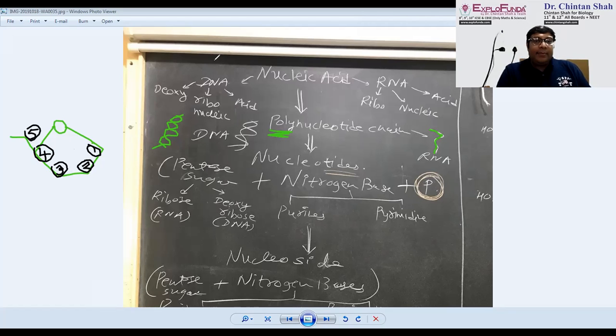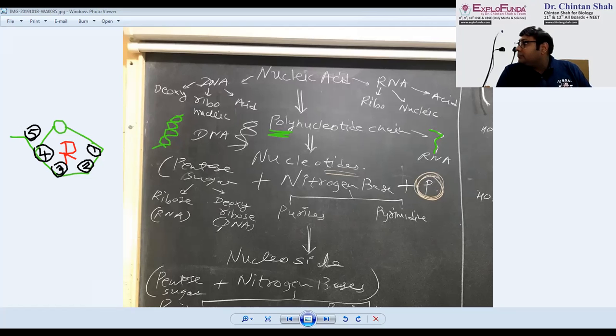If I write D over here, then it stands for deoxyribose sugar. And if I put R, then it is R for ribose sugar. So pentose sugar could be of two types: ribose, which is present in the RNA, and if we remove one oxygen from ribose, then it will become deoxyribose. That is known as DNA.